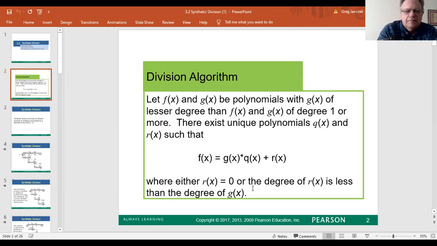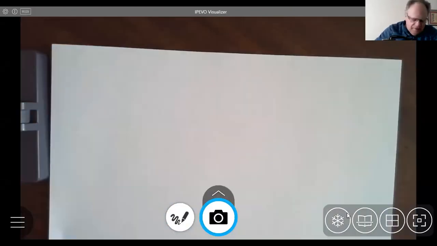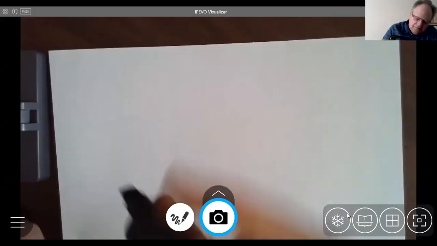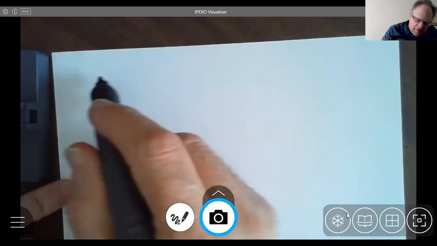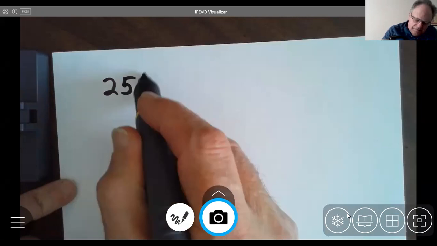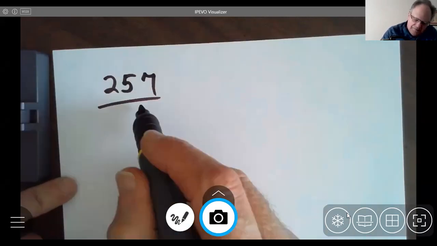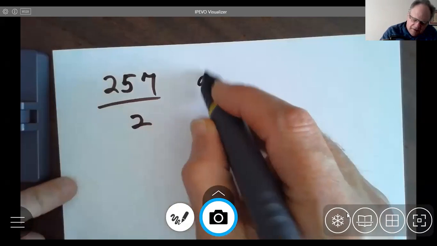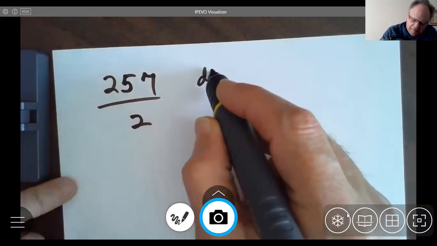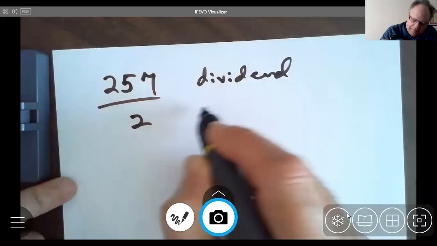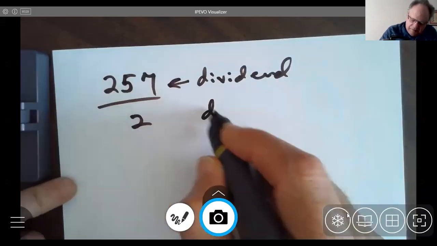Okay, so let's take a look at an example of division. Before we get into synthetic division with polynomials, let's look at just regular plain old division with numbers. Such as if we had 257 divided by 2, where 257 would be the dividend, and the 2 would be the divisor.